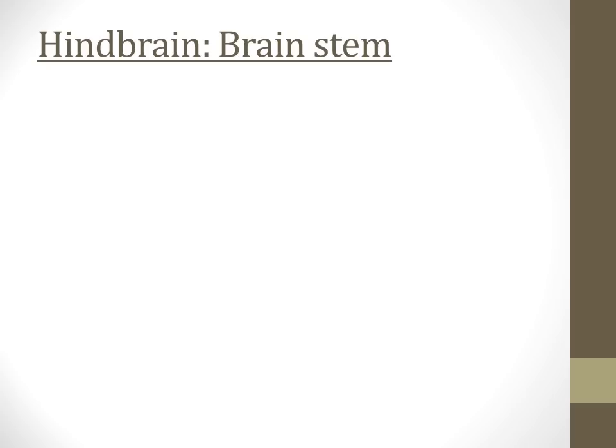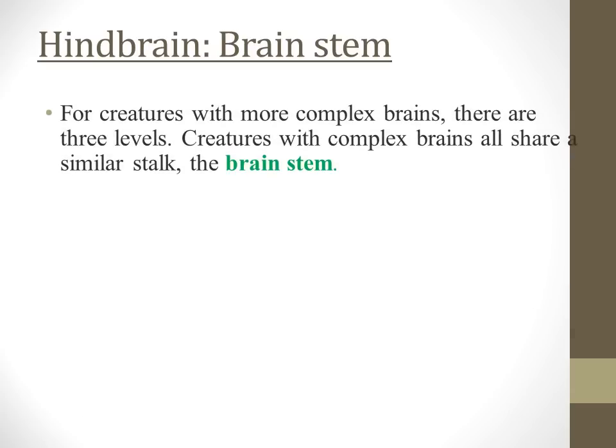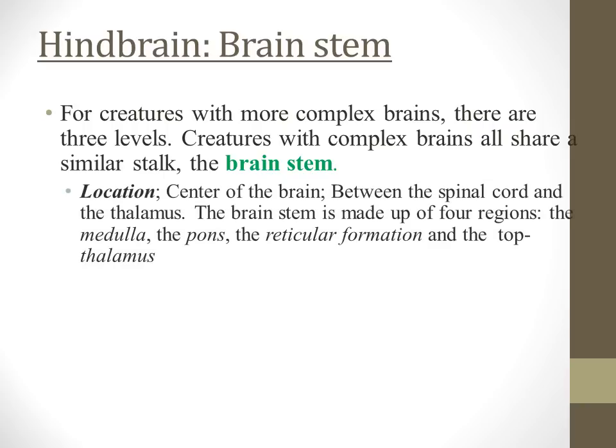Let's take a look at the hindbrain to begin. One specific structure in the hindbrain is the brainstem. For creatures with more complex brains, there are 3 levels, kind of what I talked about. Creatures with complex brains all share a similar stalk. All animals have a brainstem; every living thing pretty much has a brainstem. It's located in the center of the brain, between the spinal cord and the thalamus. The brainstem is made up of 4 regions: the medulla, the pons, the reticular formation, and at the top, the thalamus.